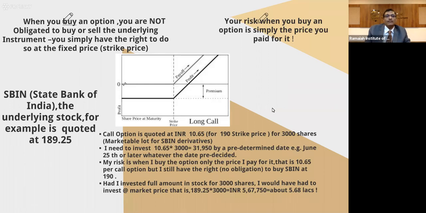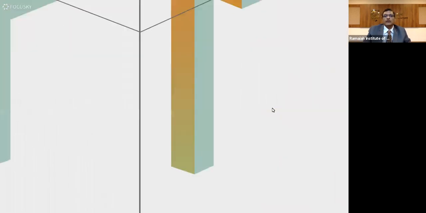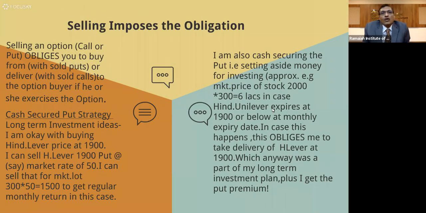You can control the market. You have a view. Suppose you have a positive view. You are having a positive view, not at an investment of 5.68 lakhs, but you are controlling the market view, your own view, by investing only 32,000 rupees. And your risk is what? Your risk is only the amount that you have invested per call option, and that's only 10.65 rupees per piece, or 3,000, because that is the marketable lot.